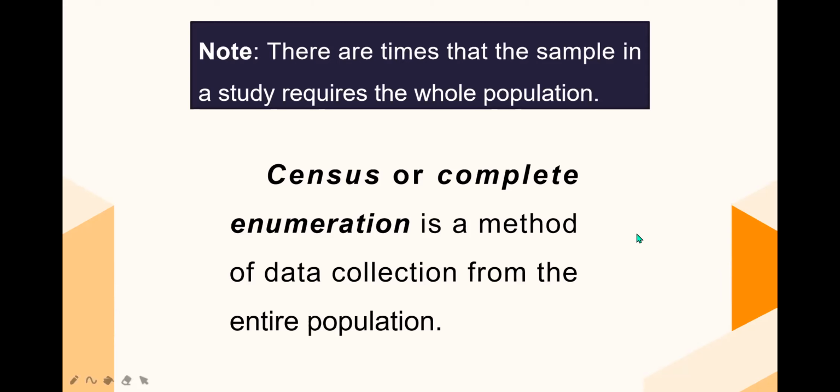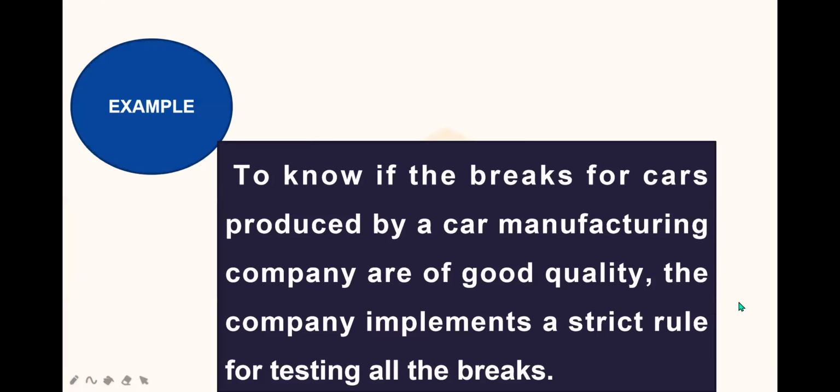Okay, next one. How about the example? For our example, to know if the brakes for cars produced by a car manufacturing company are of good quality, the company implements a strict rule for testing all of the brakes. Definitely, if we're going to test the brakes of any car before concluding that it is a good quality car, we're going to implement a strict rule for testing all of the brakes. So that is what we call total enumeration.